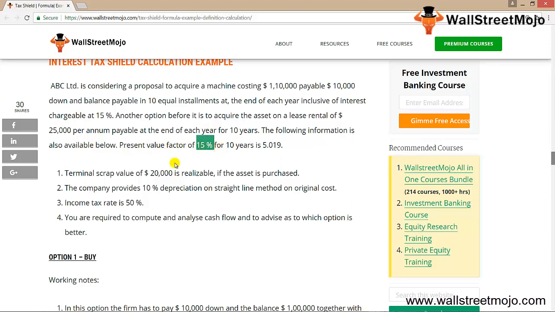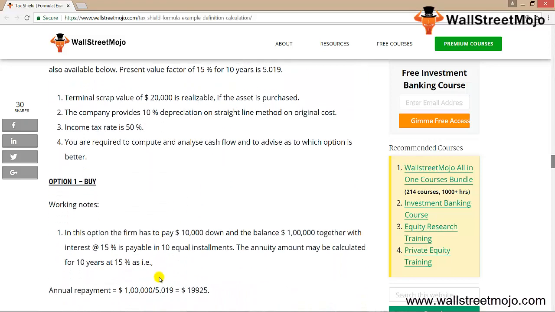The interest rate is 15% for 10 years, and we have been given the present value factor, which is 5.019, the terminal scrap value, which is 20,000, which is realizable if the asset is purchased, and the company provides 10% as depreciation. Income tax is 50%. What you are required to do is compute and analyze the cash flow and advise which option is better.